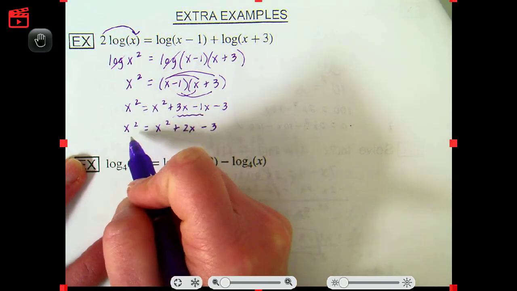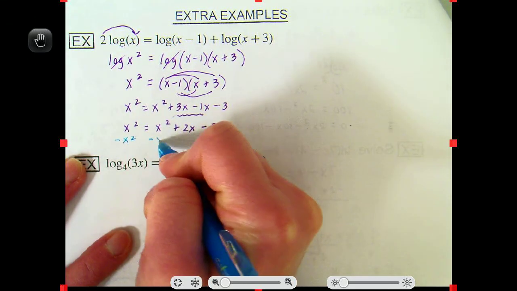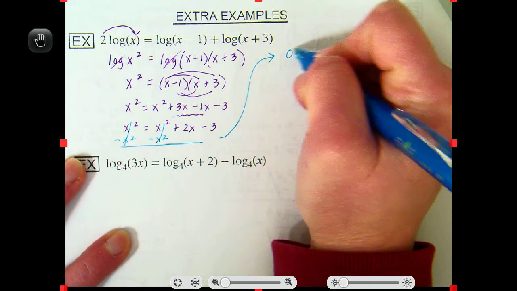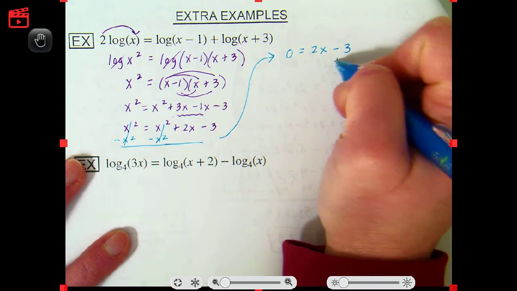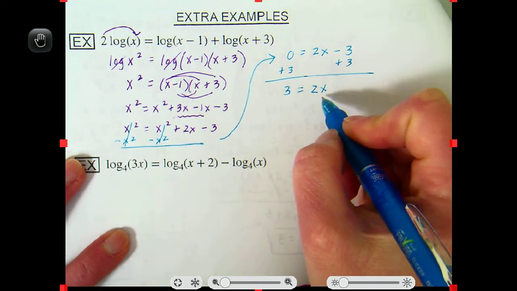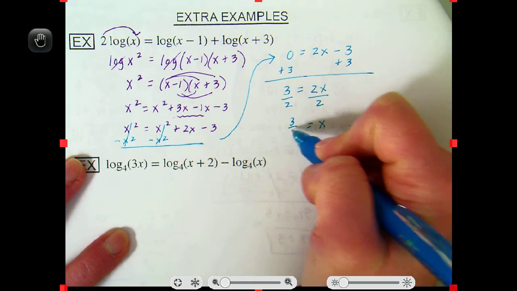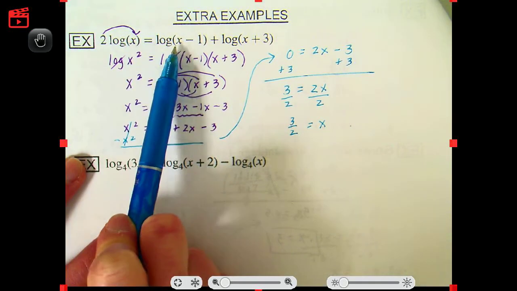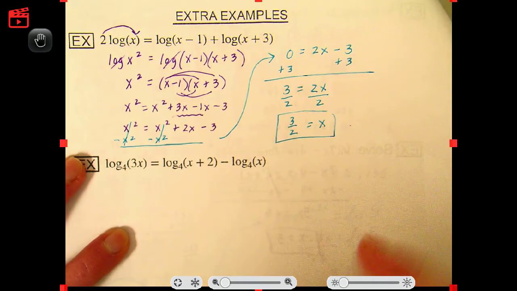All right, I see I have an x squared on the left and an x squared on the right. So if I subtract this x squared over, cancel, cancel, I get 0 is equal to 2x minus 3. Add the 3 over. And since I'm trying to get x by itself, I would divide by 2. So it looks like x is equal to 3/2. And if you plug 3/2, which is 1.5, into all of these, you would get all positive logs. So that's a good sign.